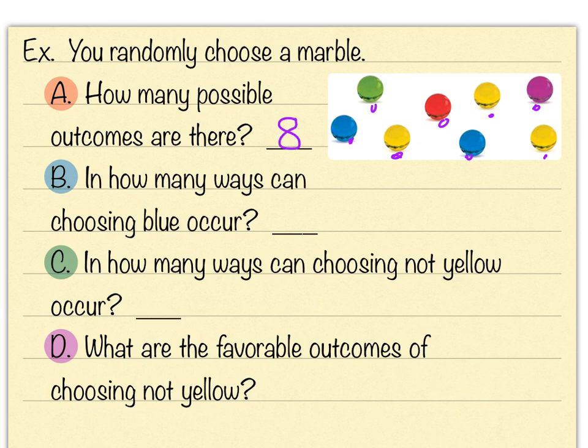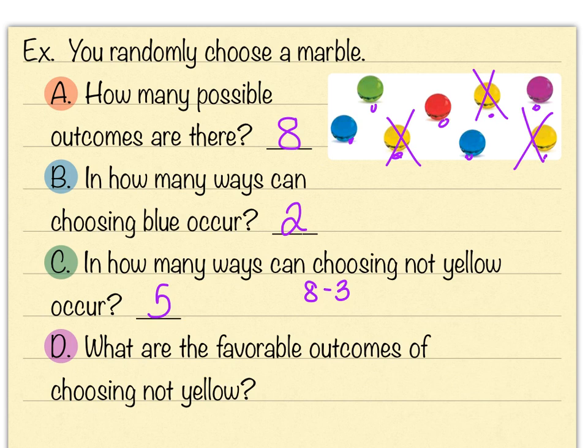It says, in how many ways can choosing blue occur? Well, there are 2 blue marbles. So 2 out of the 8, or 1/4 of the marbles, are blue. Part C, in how many ways can choosing a not yellow occur? Well, if I ignore the yellow ones, 8 minus 3 yellow ones means there's 5 outcomes that are not yellow. And I did 8 minus 3 because I knew there was 8 total, and I knew there was 3 yellow ones. Sometimes it's easier to find the not yellow ones by subtracting than it is to add them up, depending on what kind of event you're doing.